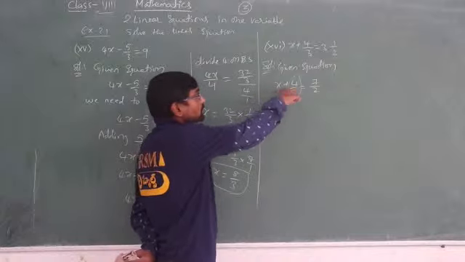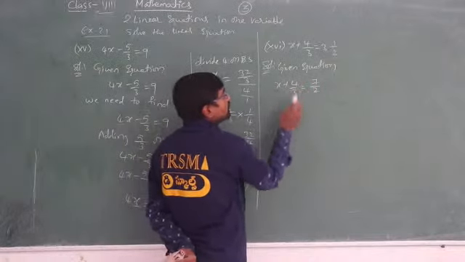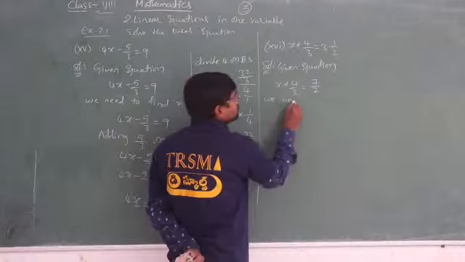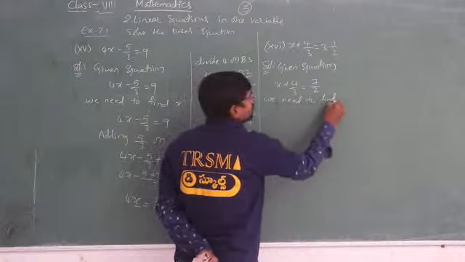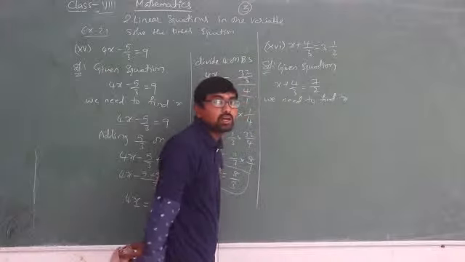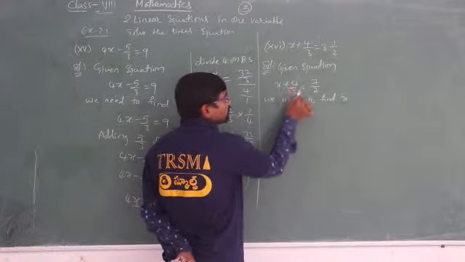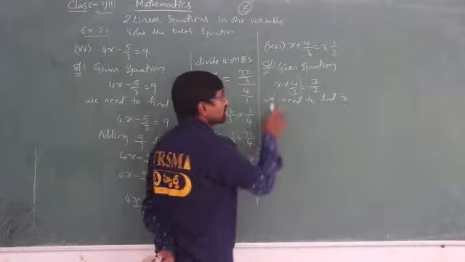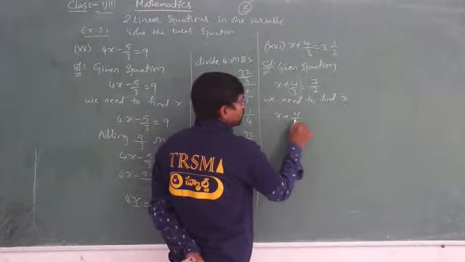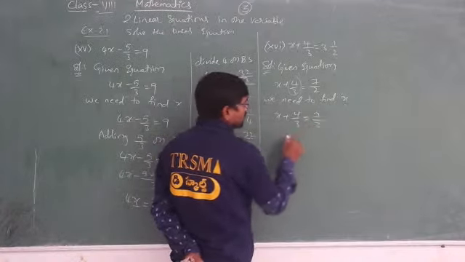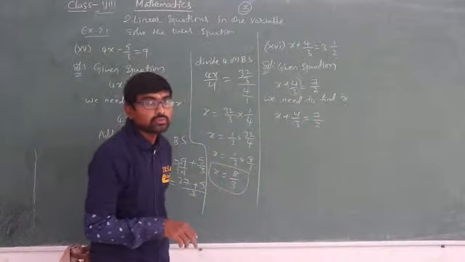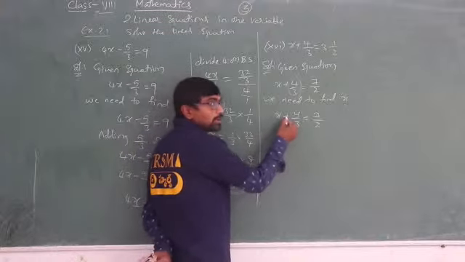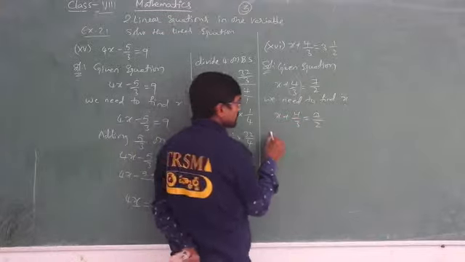Okay, first I have to write what we need to find. We need to find x, isn't it? We need to find the value of x. So x plus 4 by 3 is equal to 7 divided by 2. So 4 by 3 is being added here, so I have to use additive inverse. So plus 4 by 3, I have to take minus 4 by 3.